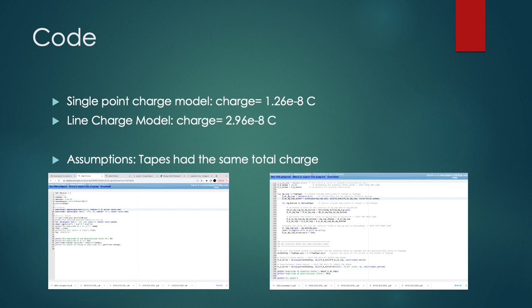For the line charge model, it was more complicated. We used a loop to go through every single charge on the bottom tape and find the field it would have on the tapes in the top, using the original charge found in the single point charge model in order to get the original charges on the bottom tape. Using that looping method, we were able to get a different charge by finding the effect of the electric field on every single point of the top tape.